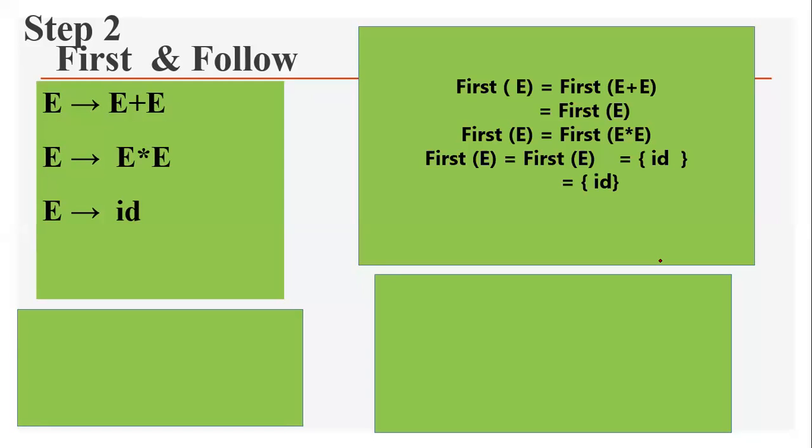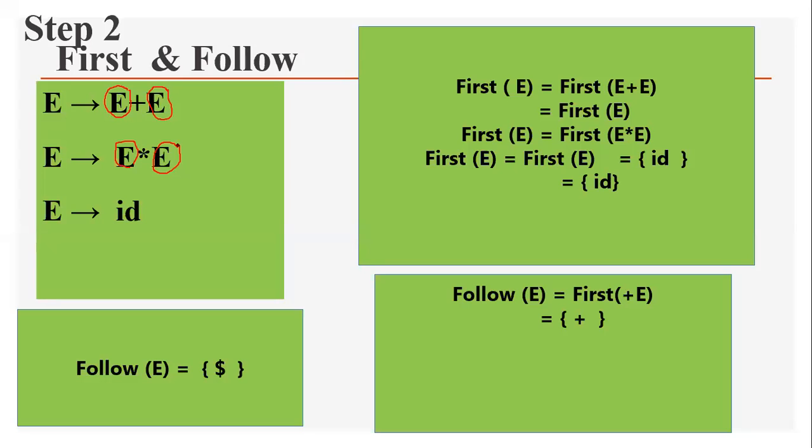Now, how to compute follow? Follow of E is dollar as it is the start symbol. Without second thought, we include dollar. And you are observing that we also have the same start symbol on the RHS at many places, at this place, this place, this place. For each of these, which is a start symbol on the LHS, you have to compute follow. Then follow of E is equal to first of plus E. So the answer is plus.